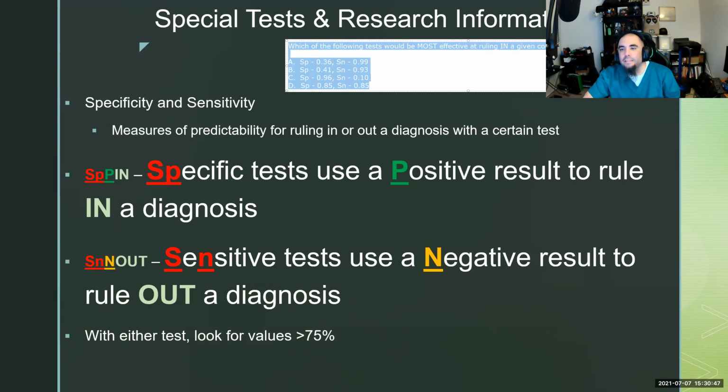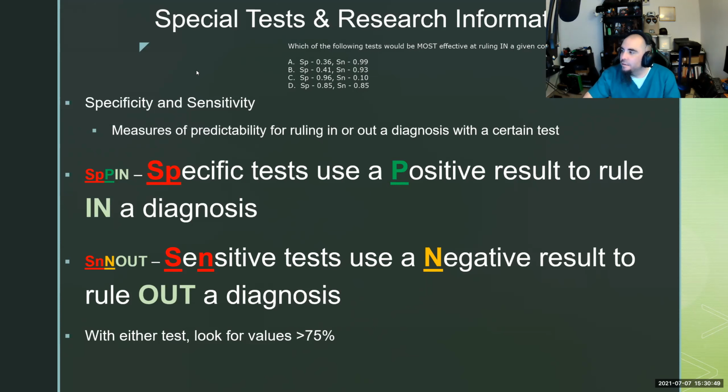So when we're looking at these tests, test 1 and test 2 would be really good for ruling out conditions because they both have really high sensitivities. So A and B are both good for ruling out a condition. Test C has the highest specificity, therefore it's the most effective at ruling in a condition.